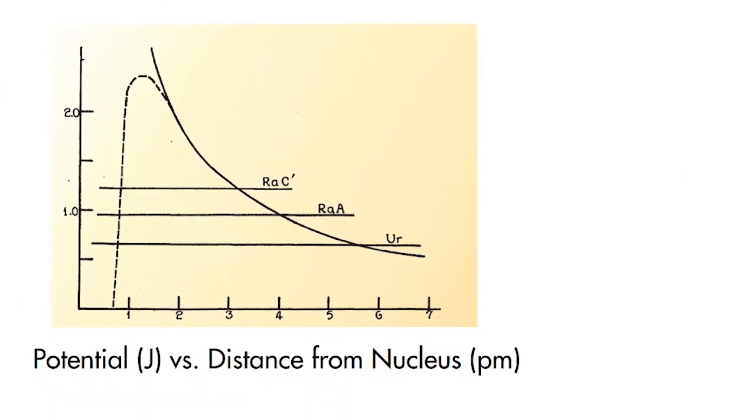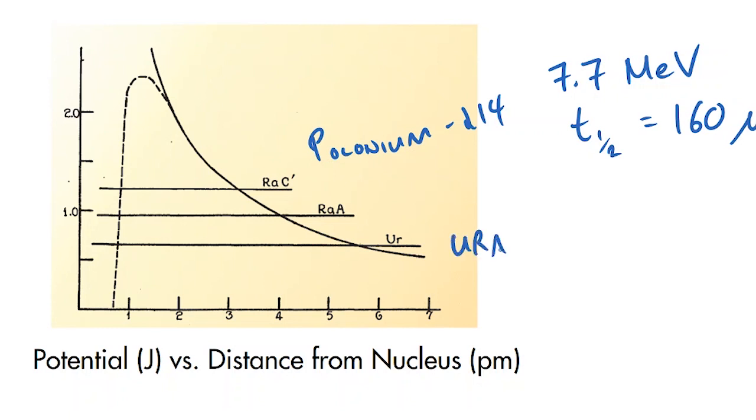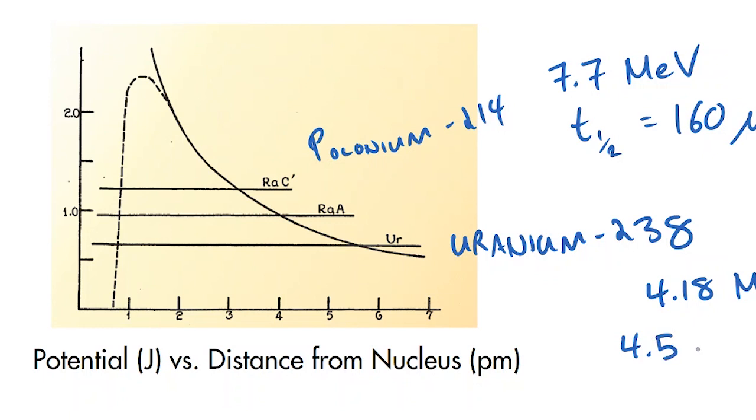Gamow was able to actually calculate a relationship between the half-life of an element and the energy of its emitted particles in radioactive decay. For example, here we have polonium-214 with a particle energy of 7.7 mega electron volts and a half-life of just 160 microseconds. If we look down here, we have uranium-238 with an energy level of 4.18 mega electron volts and a corresponding half-life of 4.5 billion years. Now that's pretty huge because right away we're taking this quantum theory and applying it to real-world applications. This is actually happening, people.